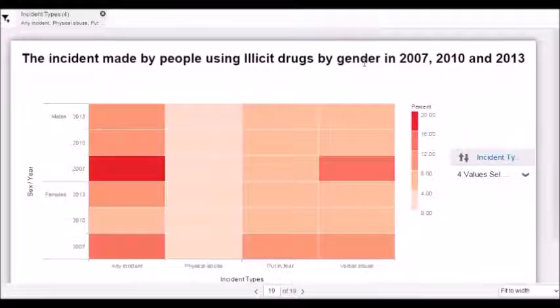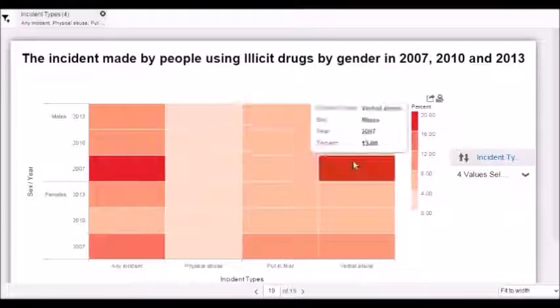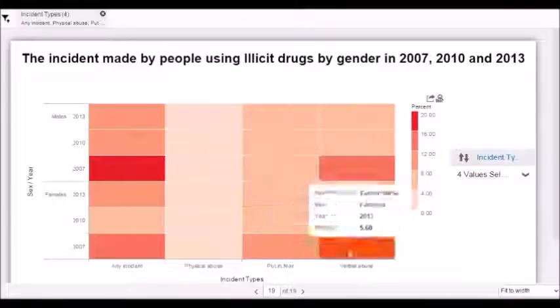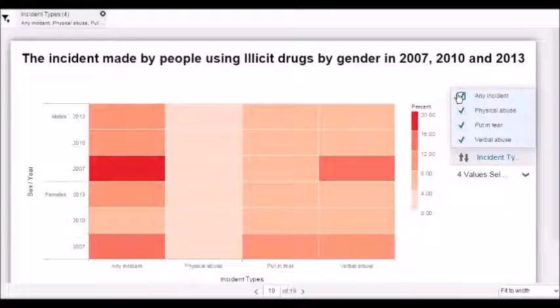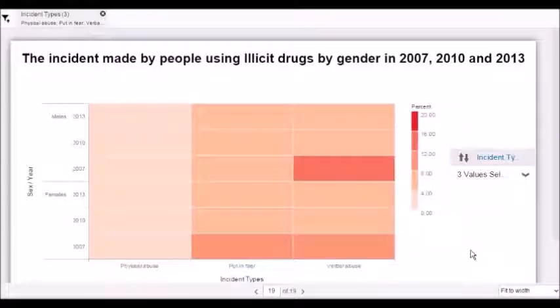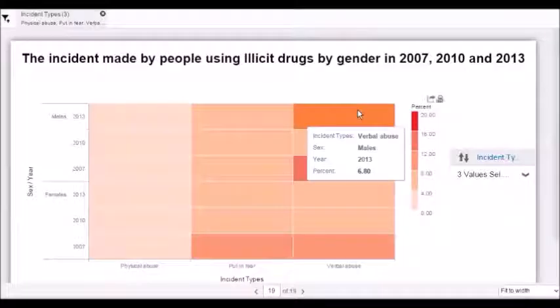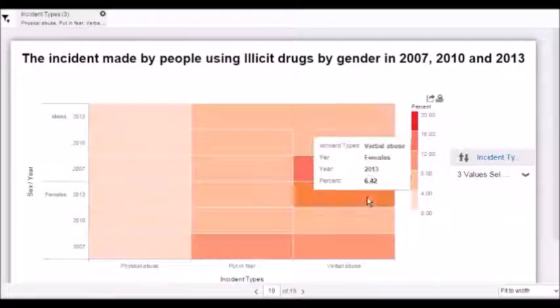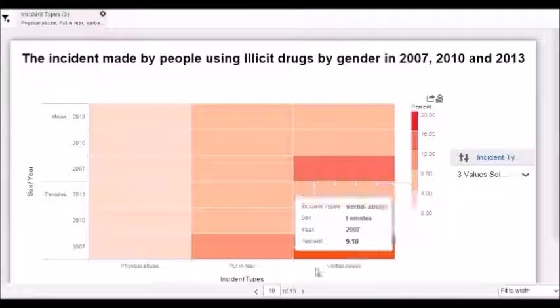According to data collected in the 3 years 2007, 2010, and 2013, in general, offence rates of males are higher than females. Apart from any incident type, the most common cases were verbal abuse, 13%, and fewer people reported being verbally abused in 2013 than in the previous years.